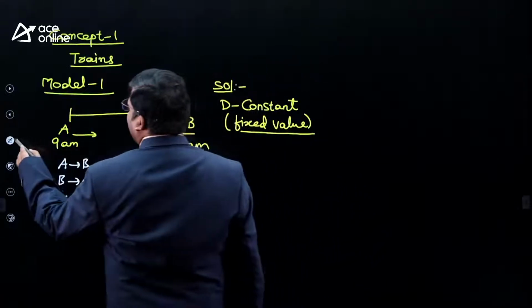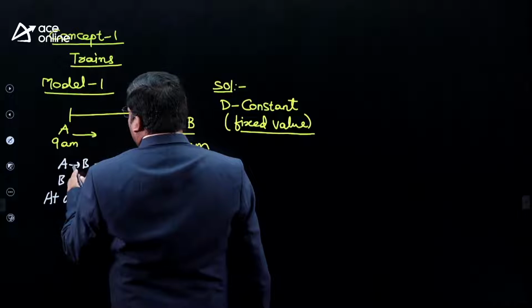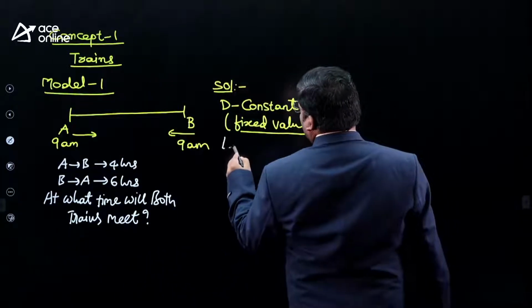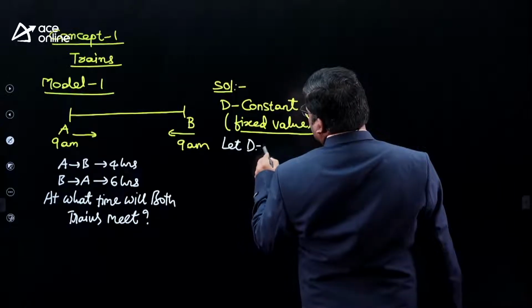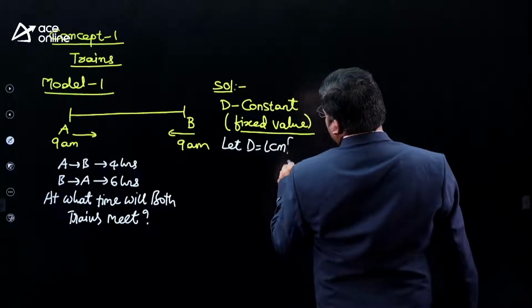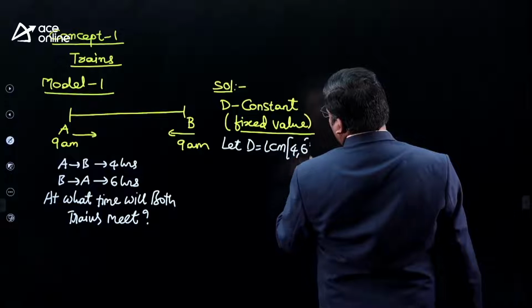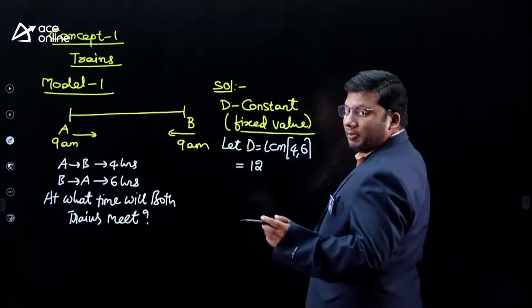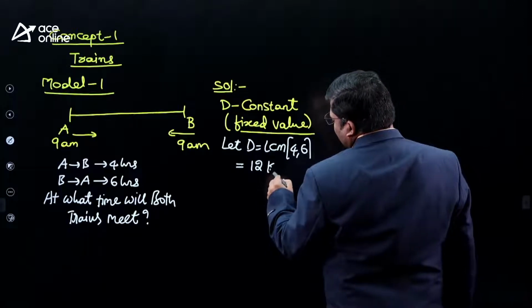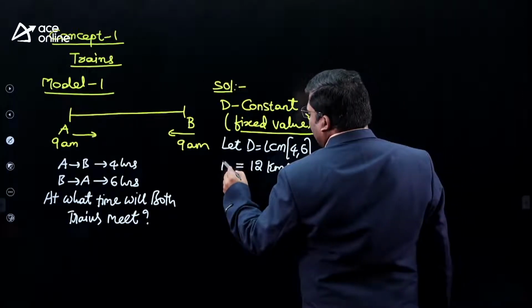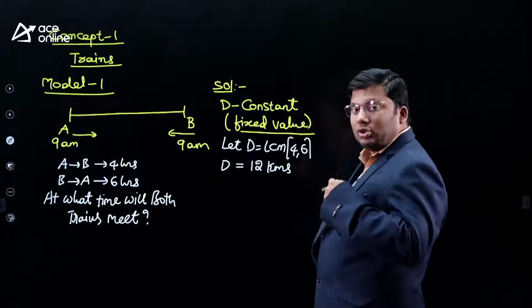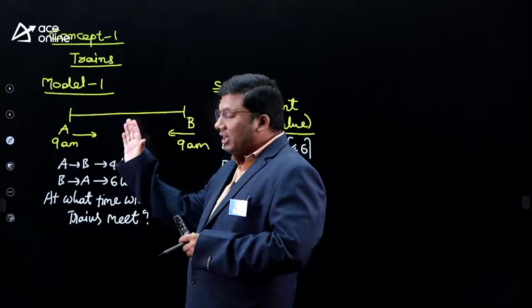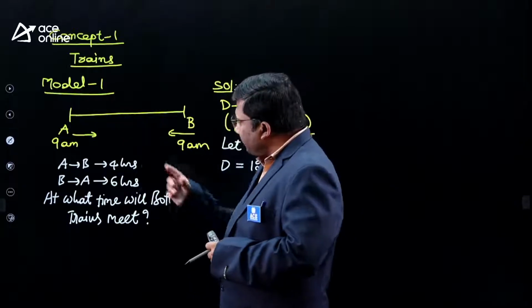To get the answer fast, let us take a number which is a multiple of 4 and 6. Let D be equal to the LCM of 4 and 6. Why are you taking the LCM? To get the answer fast. Sir, I can take 4 and 6 multiplication, that will also give the answer. Let the distance be 12 kilometers. I am assuming the distance as 12 kilometers.